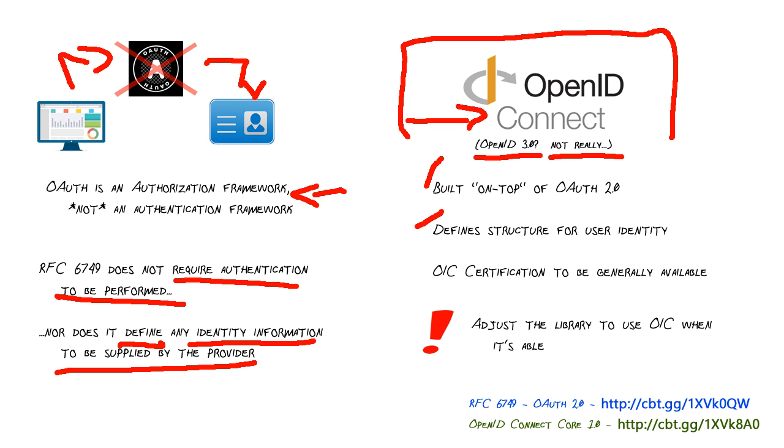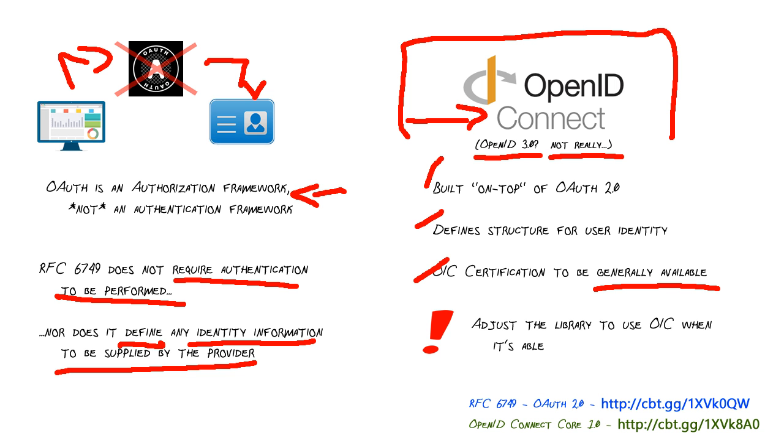And it defines rules about providing those identities back to the consumer, the client application. This is awesome. What this means is that they can create a certification, the OIC certification, which is going to be generally available later this year.